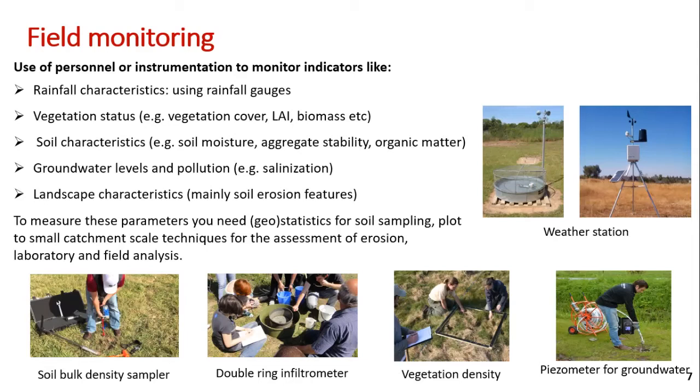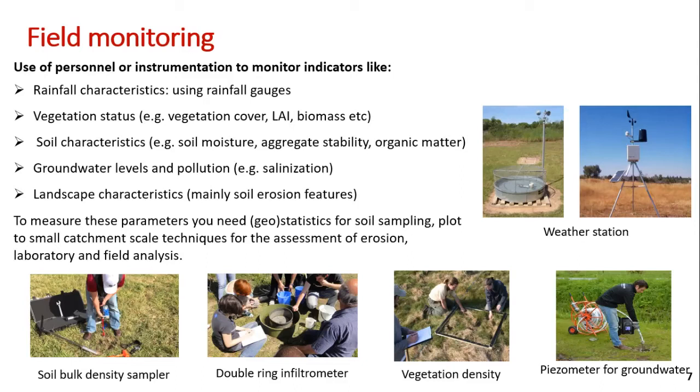For example, you can collect information about the rainfall variation and the rainfall intensity using a rain gauge. Like you would see in these pictures here, you have a weather station. You can collect information about the temperature and the solar radiation using the weather station. You can also get information about the soil compaction by using the bulk density sampler.